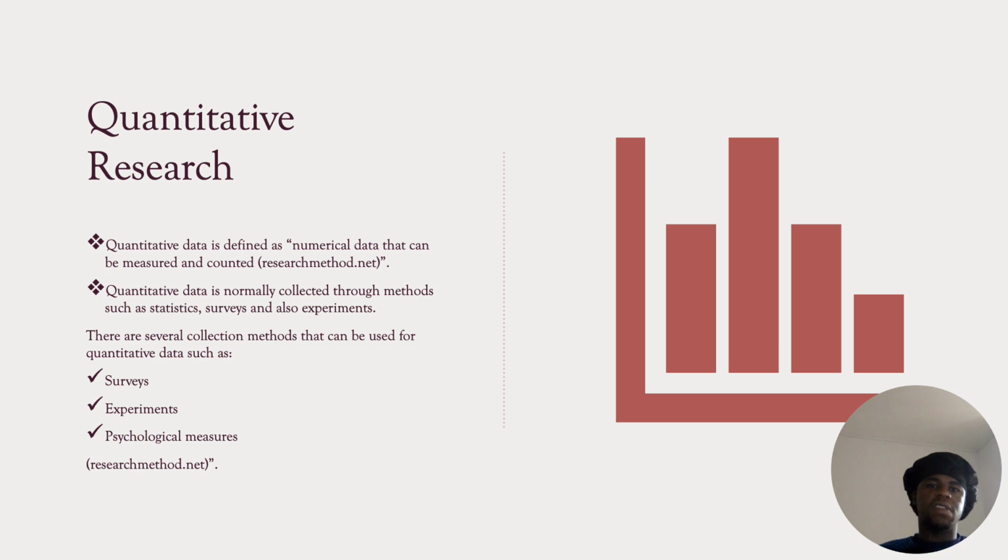So firstly, we are going to look at quantitative research. When we're looking at quantitative research, quantitative data is defined as numerical data that can only be measured and counted. Quantitative data is normally collected through methods such as statistics, surveys, and experiments. There are several different types of collection methods that can be used for quantitative data, such as surveys, experiments, and psychological measures.